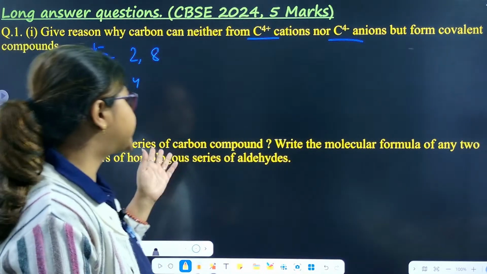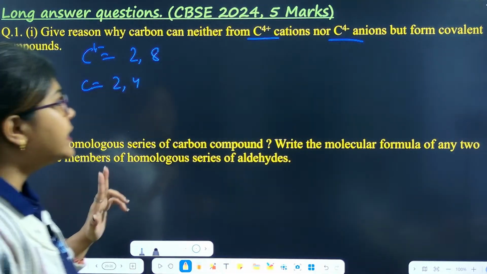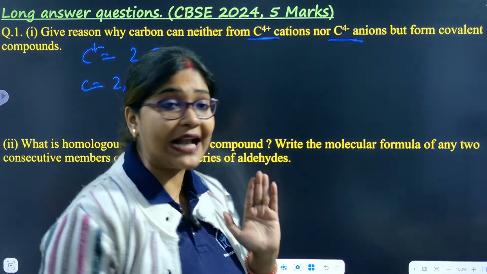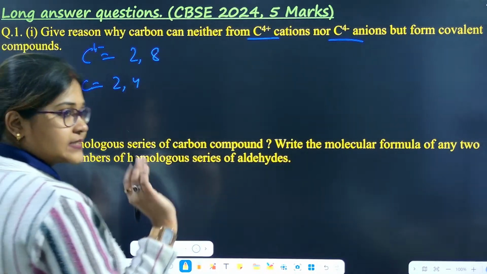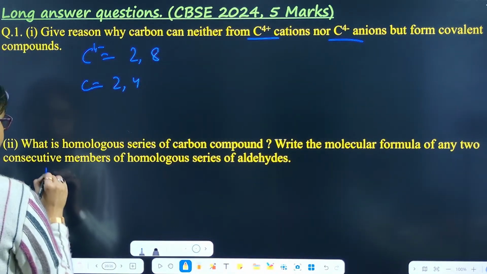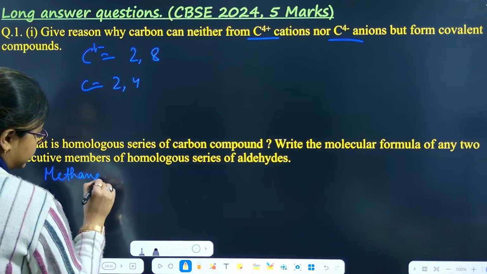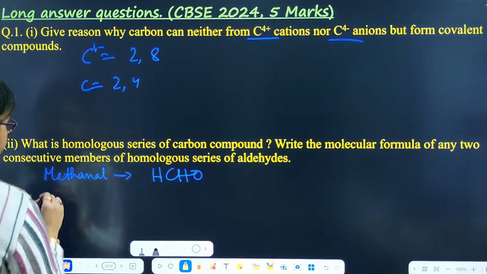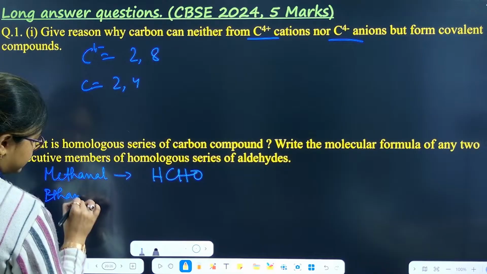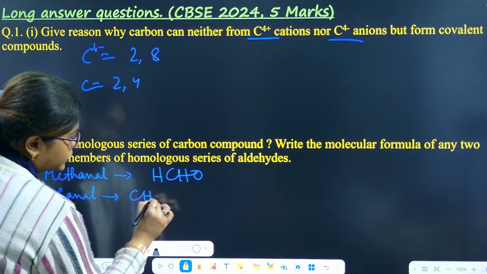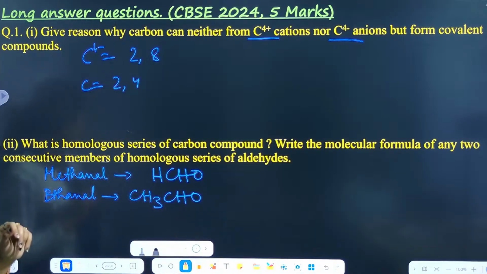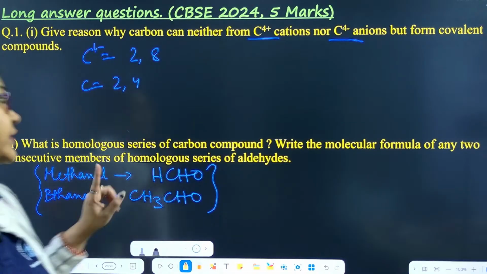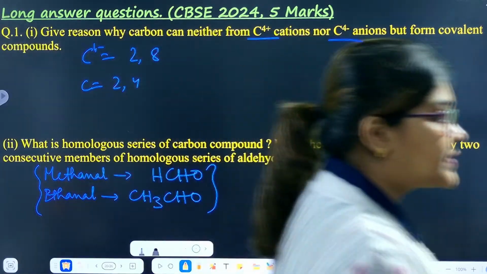Now, what is homologous series of carbon compound? I've already defined it. Write the molecular formula of any two consecutive members of homologous series of aldehydes. So in aldehydes, if you take the first, it is what? Methanal. That means HCHO. Okay? And ethanal, CH3CHO. So this is the molecular formula of two consecutive members of the aldehyde homologous series.